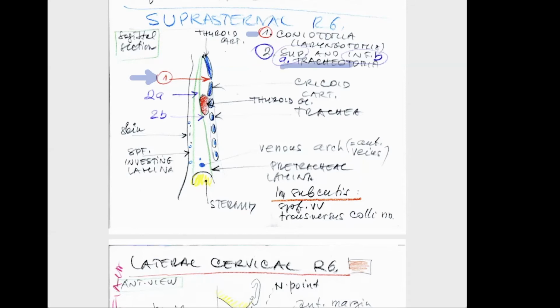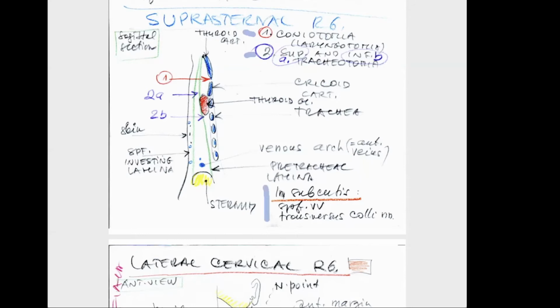Tracheotomia means the vertical incision made either above or below the isthmus of the thyroid gland. That's why we call it superior. This is the inferior tracheotomia, fully in the hands of the surgery. The importance of this area is, as we said, in these two steps, conio or laryngotomia and tracheotomia.